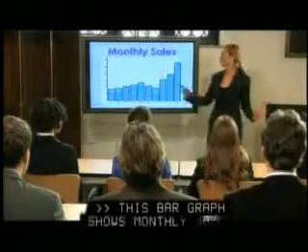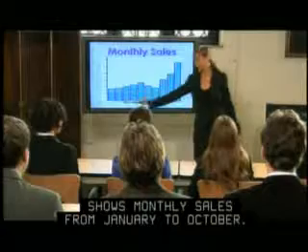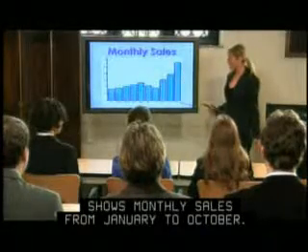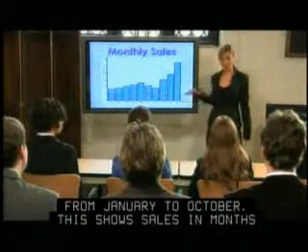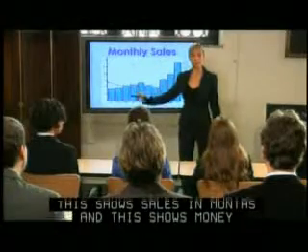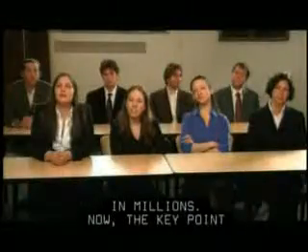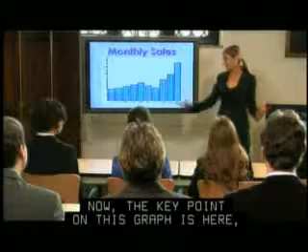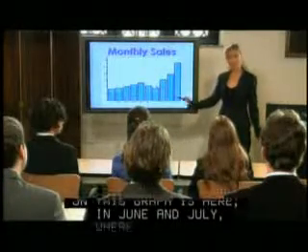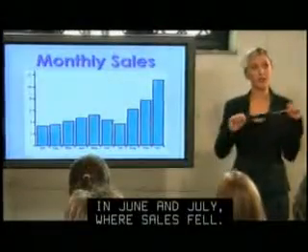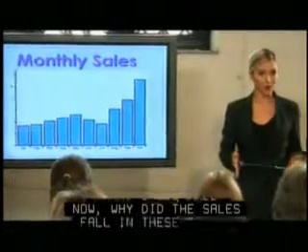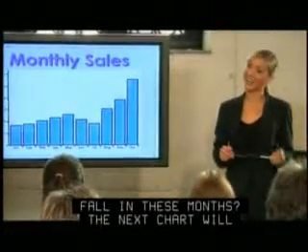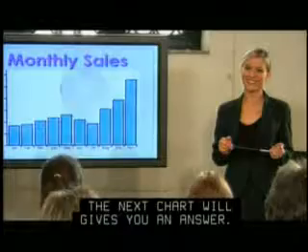This bar graph shows monthly sales from January to October. This shows sales in months. This shows money in millions. Now, the key point on this graph is here in June and July, where the sales fell. Now, why did the sales fall in these months? The next chart will give you an answer.